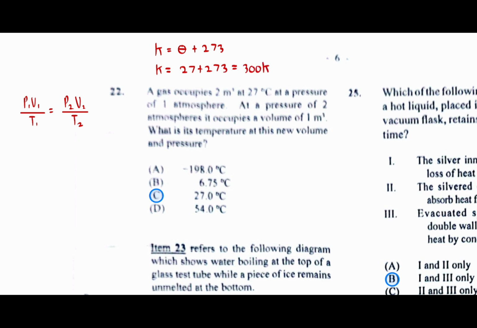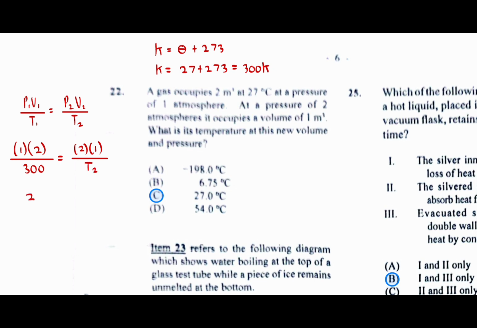Right. So my initial pressure would have been 1 atmosphere, my initial volume would have been 2 meter cube, and my initial temperature would have been 300 Kelvin. So let me write that down. My initial pressure was 1 atmosphere, my initial volume was 2, and my initial temperature was 300. Cool. My new pressure is 2. My new volume is 1. And I'm trying to figure out my new temperature.